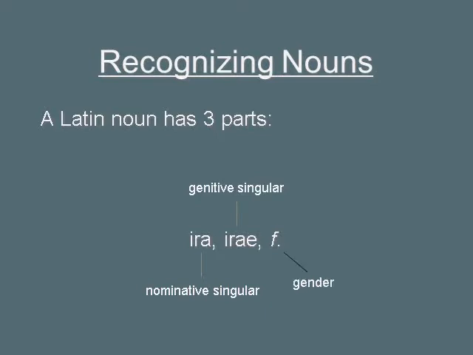Thirdly, you have the gender. The gender's main use is to help with connecting nouns to adjectives. So a feminine noun would be used with a feminine ending on an adjective, etc. We will look at adjectives and making nouns go with them later on in the course.